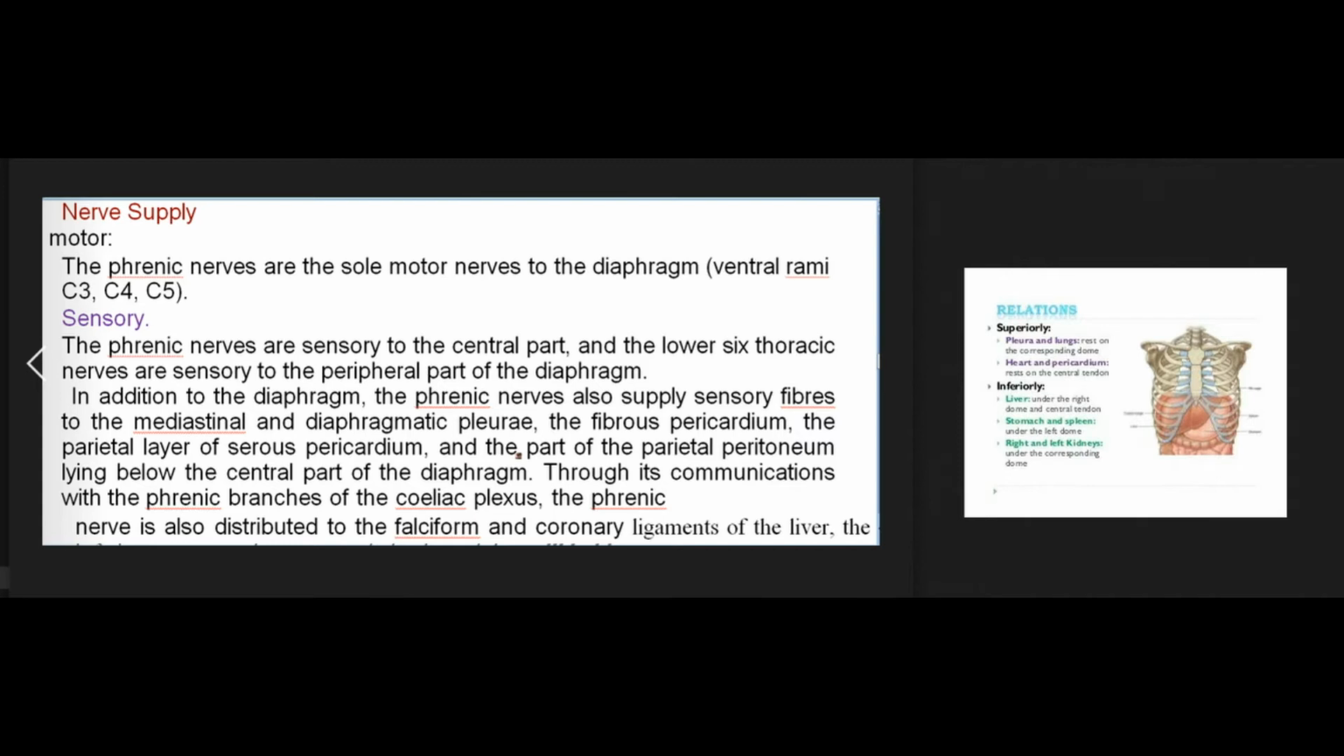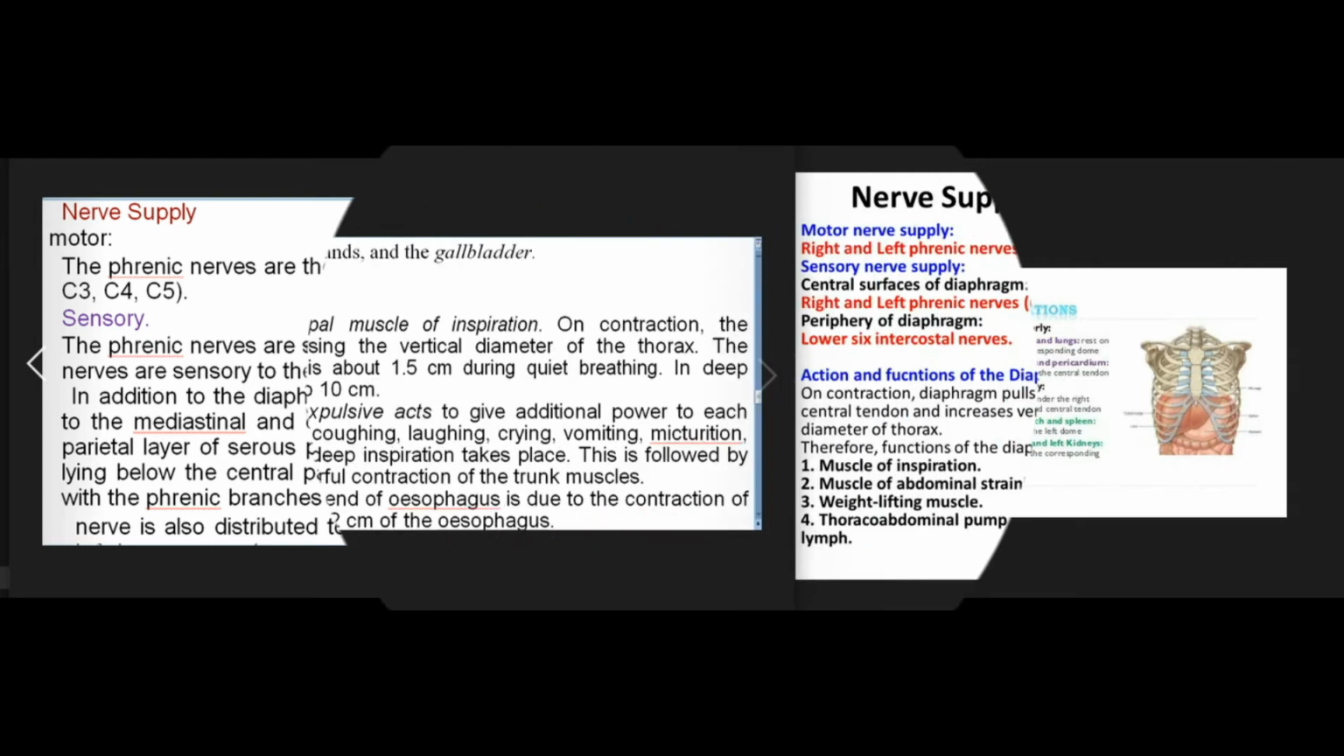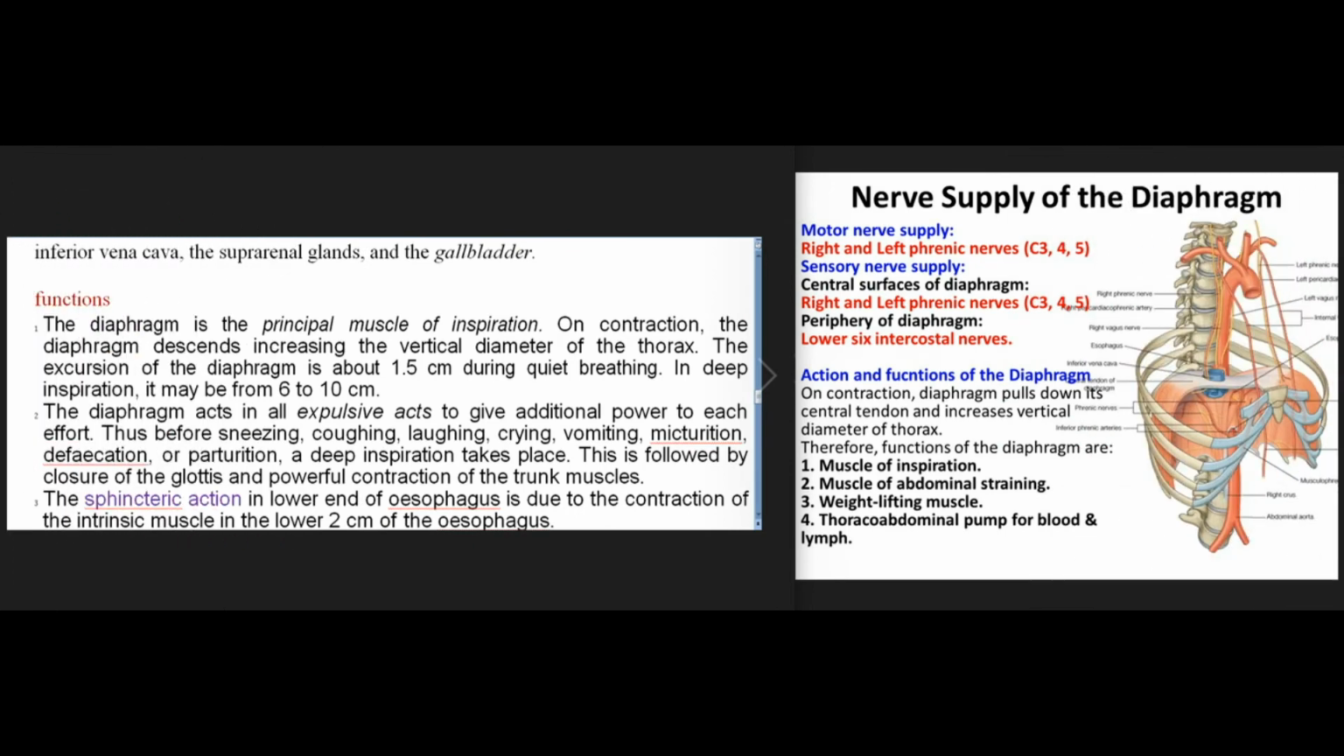In addition to the diaphragm, the phrenic nerves also supply sensory fibers to the mediastinal and diaphragmatic pleurae, the fibrous pericardium, the parietal layer of serous pericardium, and the part of the parietal peritoneum lying below the central part of the diaphragm. Through its communications with the phrenic branches of the coeliac plexus, the phrenic nerve is also distributed to the falciform and coronary ligaments of the liver, the inferior vena cava, the suprarenal glands, and the gallbladder.